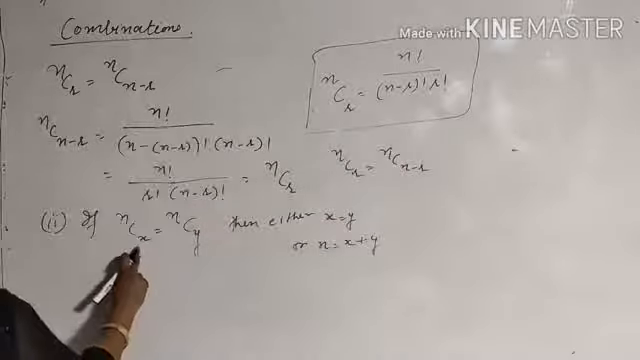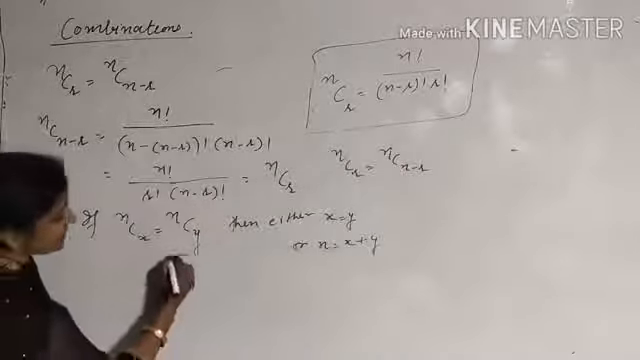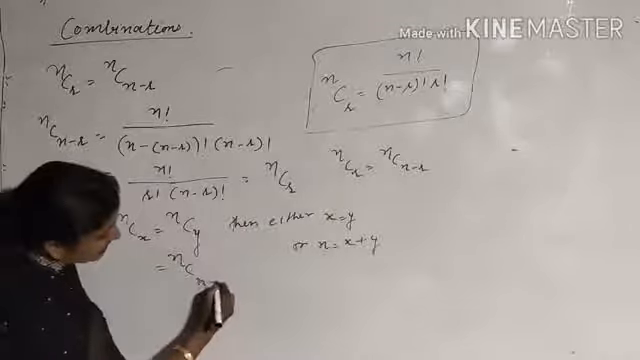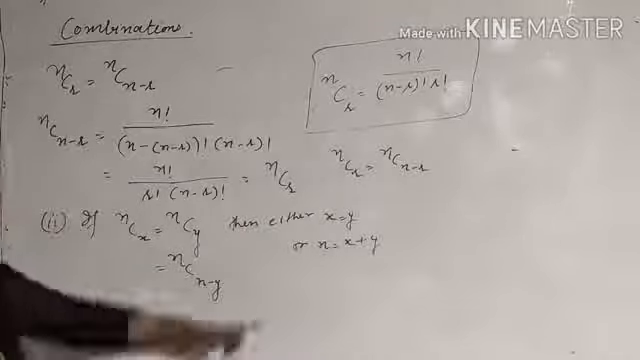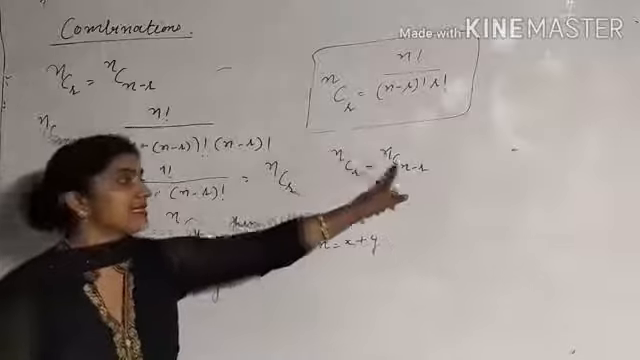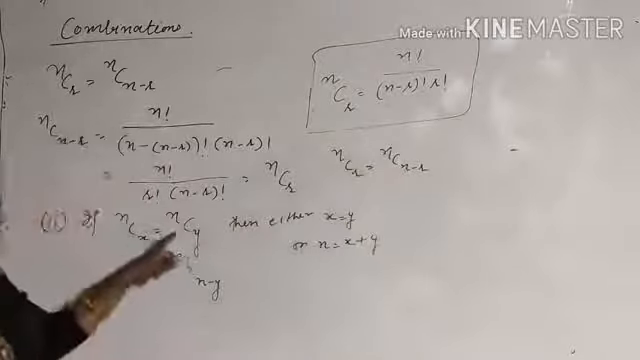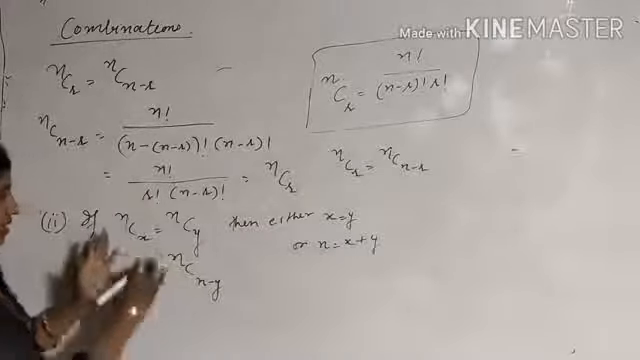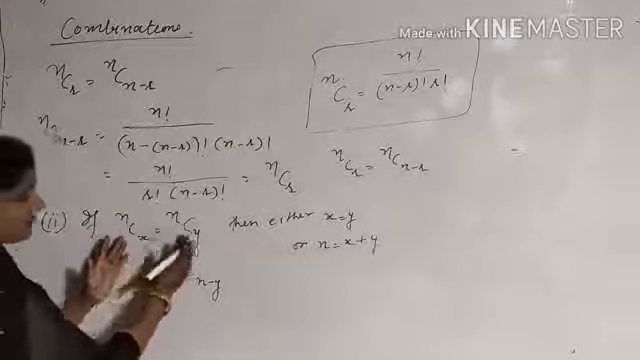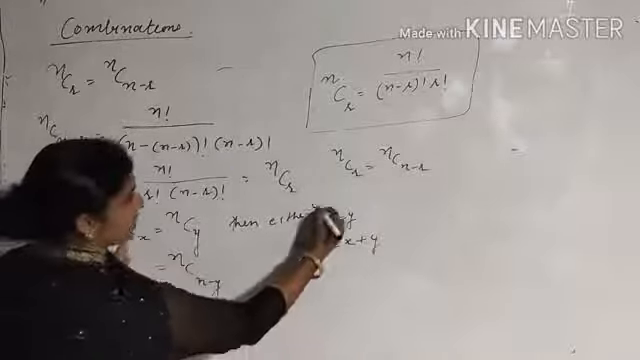So nCx is nCy, but this nCy is nC(n minus y). Right? From this formula, nCr is nC(n minus r). So this is nC(n minus y). Now with these two equations, if I compare these two, we get x is equal to y.